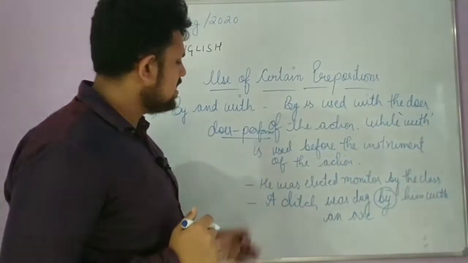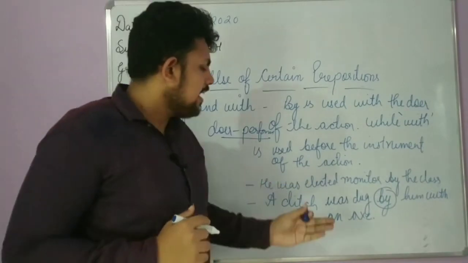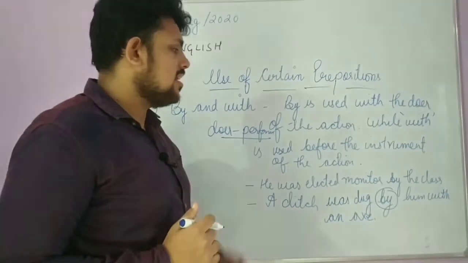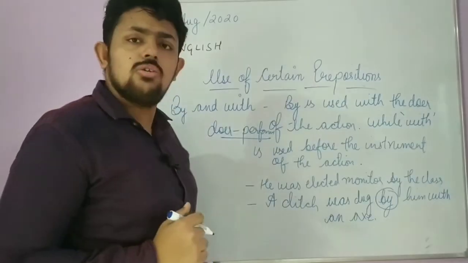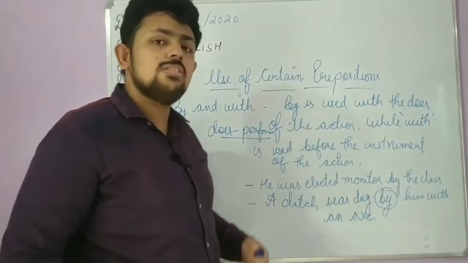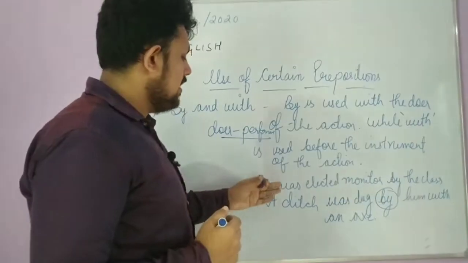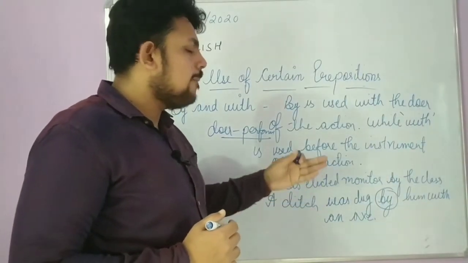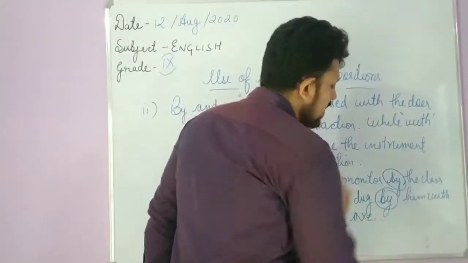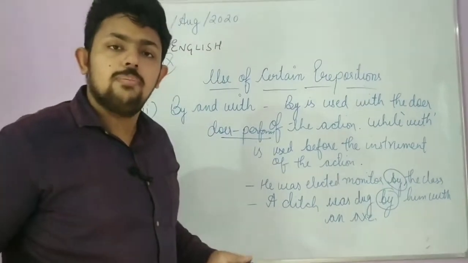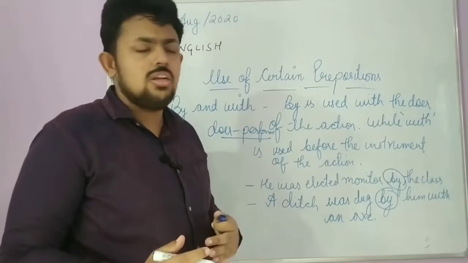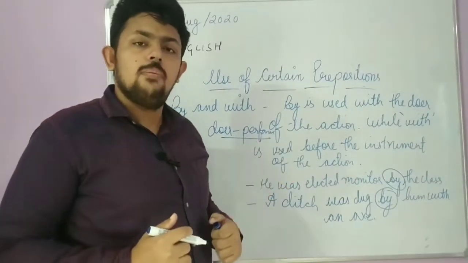How? See the example, he was elected monitor by the class. So with the class will not be here, it will be by the class. Why? Because the class is performing the action. He was elected monitor by the class. He was elected monitor by the teacher. The one who is performing the action, we always put by before it.